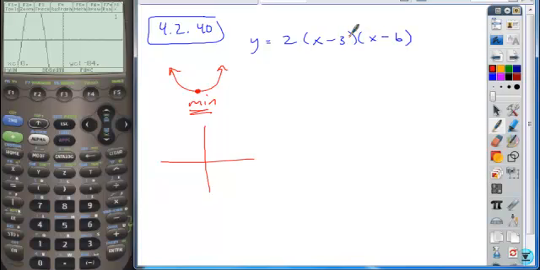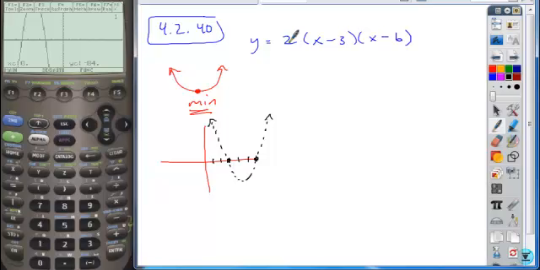If you plot the x-intercepts for this, so the values of x that would give you zeros are the x-intercepts, right? So what value of x would give you a 0 for this factor? 3. So here's one x-intercept, and what value of x would give you a 0 for this factor? Okay, so here's your 2. You know that this graph is going to open up.